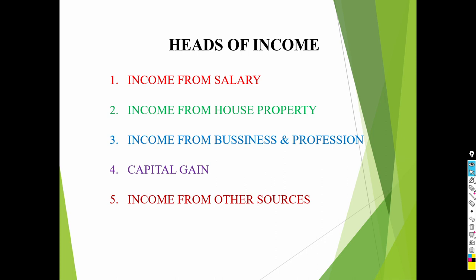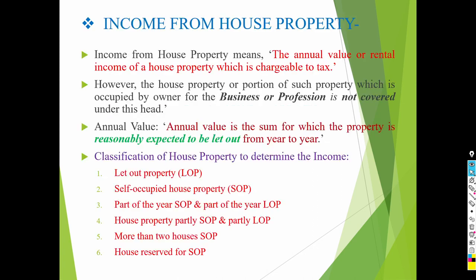First head is income from salary. Second head, income from house property. Third head is income from business and profession. Fourth head, capital gain. And fifth head is income from other sources. Now, we are going to discuss how to compute annual value for computation of income from house property.